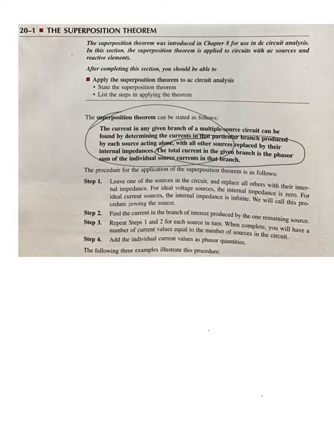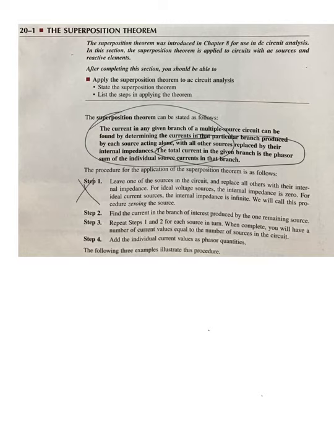So there are 4 steps. Number 1, leave one of the sources in the circuit, replace all others with their internal impedance. For ideal voltage sources, the impedance is 0. For ideal current sources, the internal impedance is infinite. We will call this procedure zeroing the source.